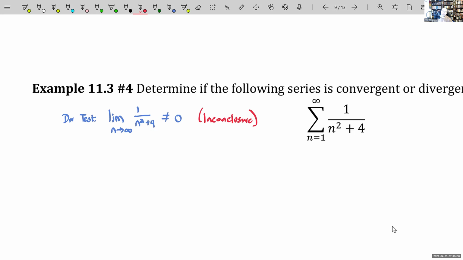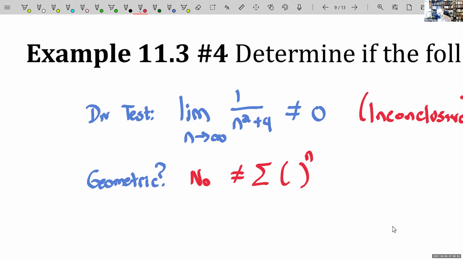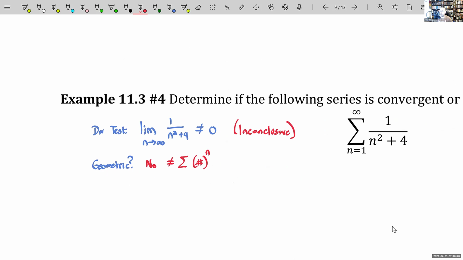So then I think about, well, maybe it's geometric. This is not geometric, but I'm going to write that down anyway. I'll just say geometric with a question mark. And the answer here is no, because it's not equal to the summation of something to the nth power. If it were the summation of something to the nth power, then geometric all the way, I would just dive right into it. But it's not.